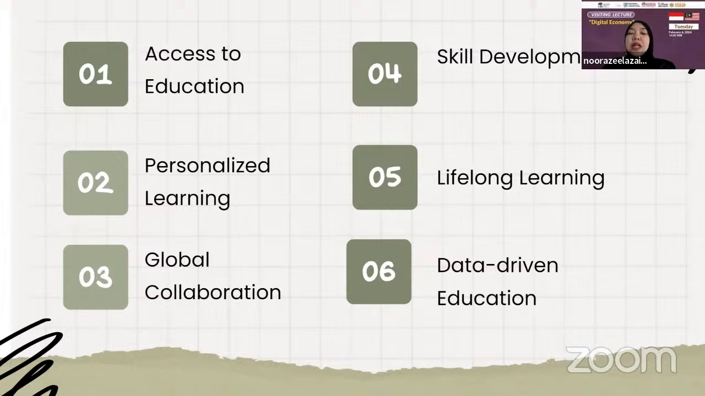Okay, and the last is data-driven education. So digital technology generates vast amounts of data related to student performance, engagement, and learning outcomes. Data analytics and learning analytics tools enable educators to gain insight into student progress and identify areas for improvement and personalized instruction based on data-driven assessment, fostering continuous improvement in teaching and learning practices.